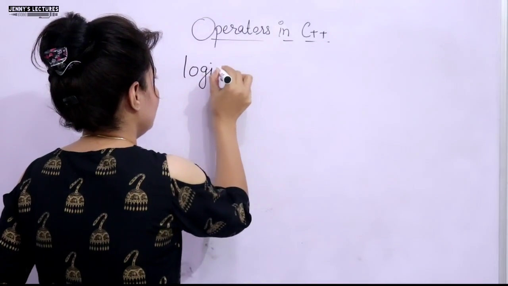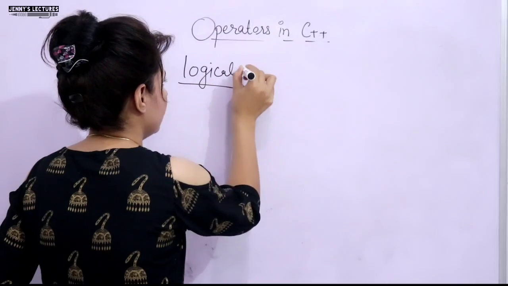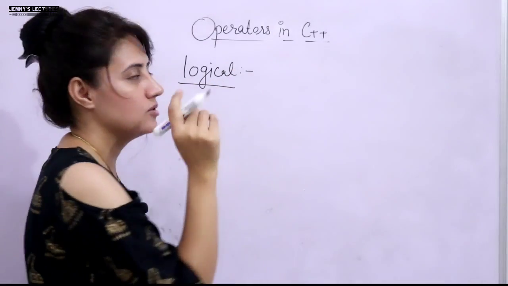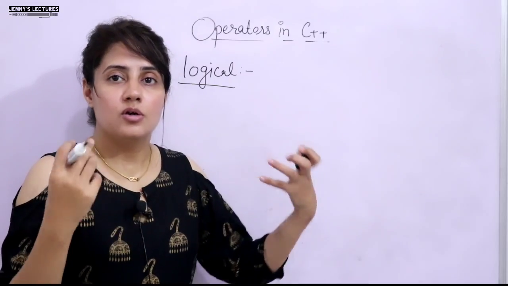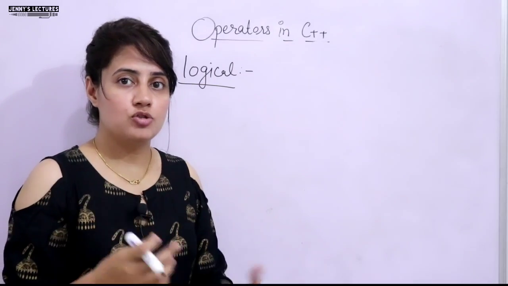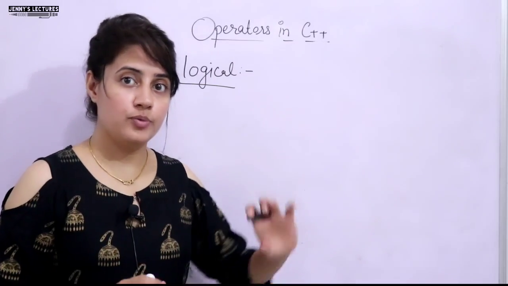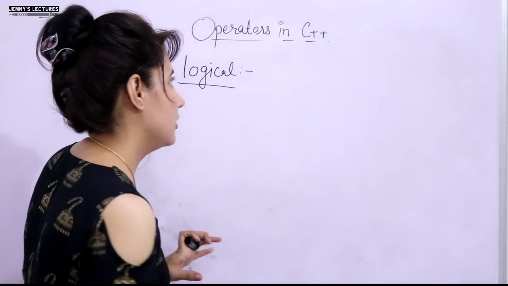I hope you know what an operator is. In the previous video, we discussed that it's just a symbol that tells the compiler which specific logical or mathematical operation is to be performed on the operands. I hope you now know what an operand and an operator are. It is clear to you guys.